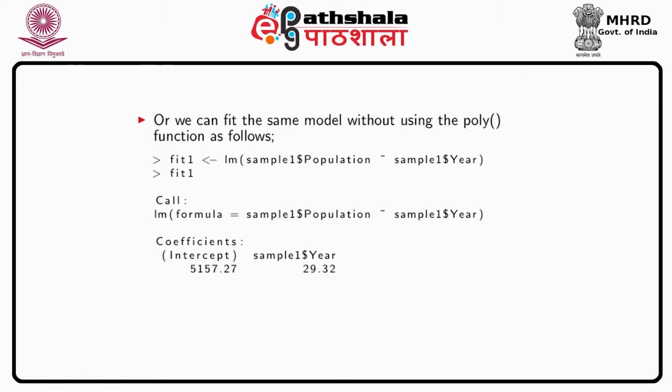Now in case we choose not to use the poly function, we can still fit a polynomial of second degree in R using the following functions. So here we are fitting a regression model of first order, where I am simply fitting a linear model using the lm function of sample population on sample year, and the output is simple enough. We have one estimate for the intercept, another estimate for the slope corresponding to the sample year variable.